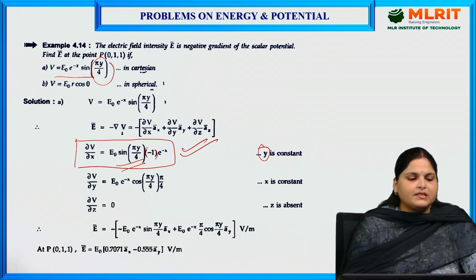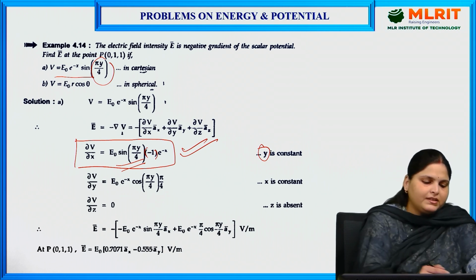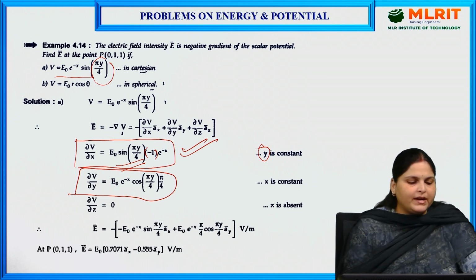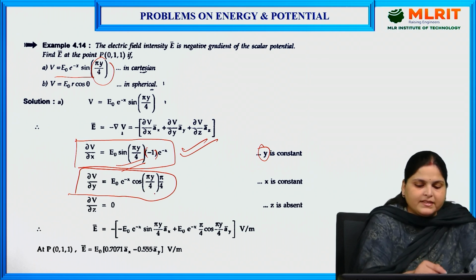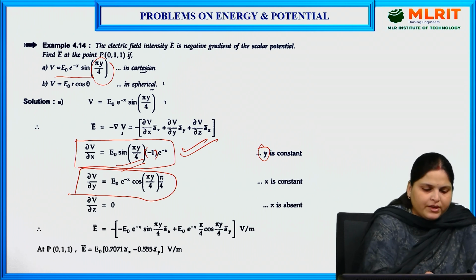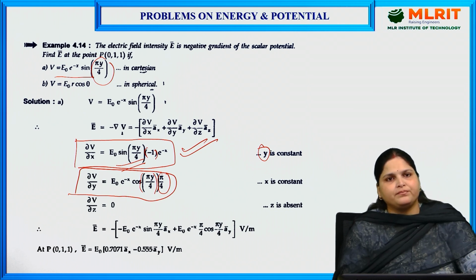Second, we have to differentiate V with respect to y. Again, V is given as E0 e to the power minus x sine of pi y by 4. This will be differentiated with respect to y as E0 e to the power minus x cos of pi y by 4 times pi by 4, and as here x will be constant, the differentiation will happen only for y. As this is the point where we have to evaluate, it will become pi by 4, and for y it became 1.